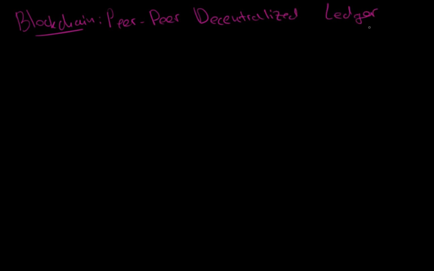So, in order to understand what the blockchain is, let's look at the definition. It is a peer-to-peer decentralized ledger. By ledger, we mean a log. So it's the log of all the transactions that have taken place in a specific cryptocurrency. Let's look through all the components piece by piece.